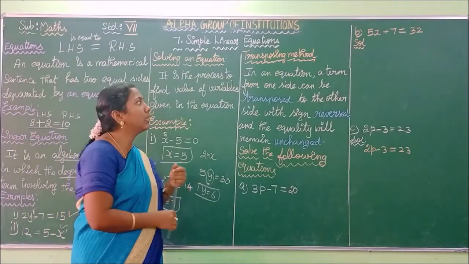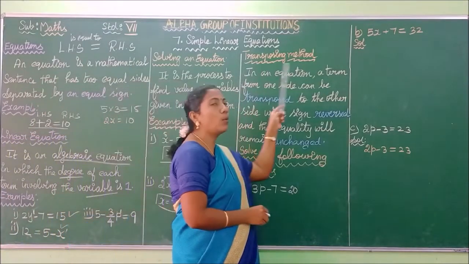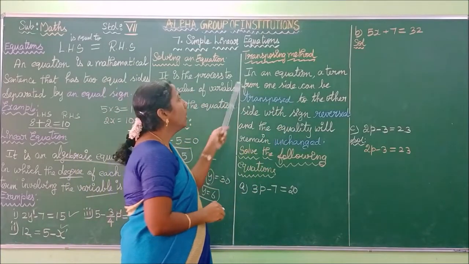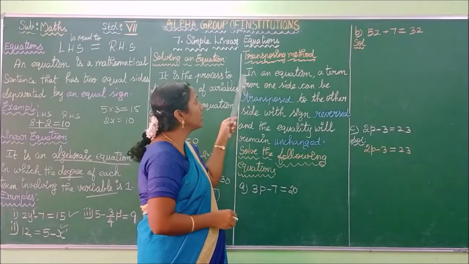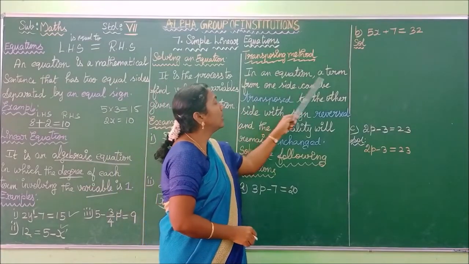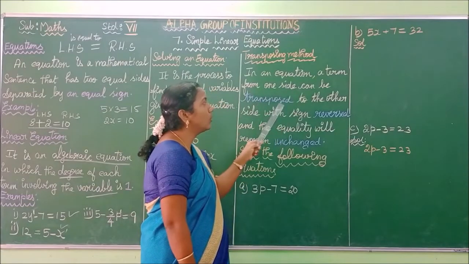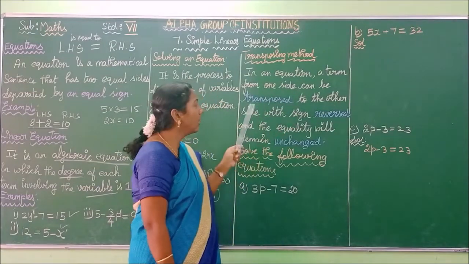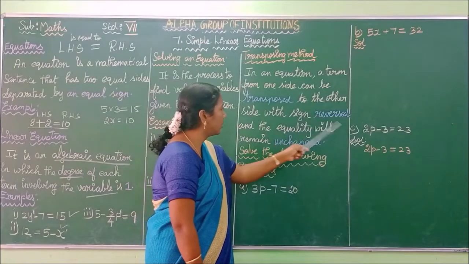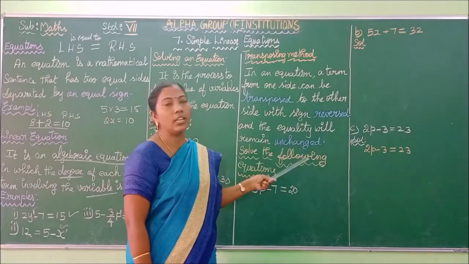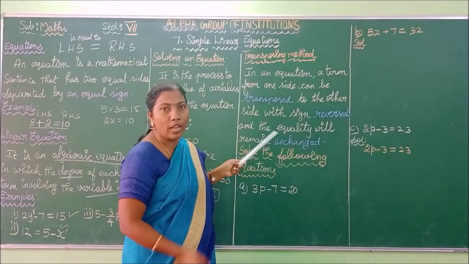Suppose the given equations are slightly complicated, then we have a method to solve that equation. What is that method? That method is the transposing method. The method says that in an equation, a term from one side can be transposed to the other side with the sign reversed, and the equality will remain unchanged. I will give you a better example after explaining this.